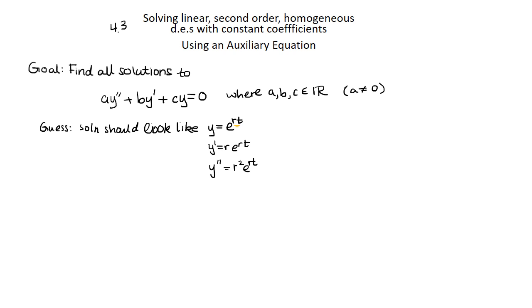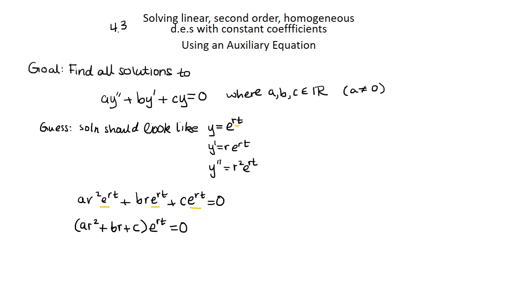When we substitute it into the DE, we get a times r squared e to the rt, plus b times r e to the rt, plus c times e to the rt, equals 0. So we're a solution if the left-hand side is equal to the right-hand side. Notice that we have e to the rt in each of these terms, so we can factor it out. We get a r squared plus b r plus c, times e to the rt, is equal to 0.